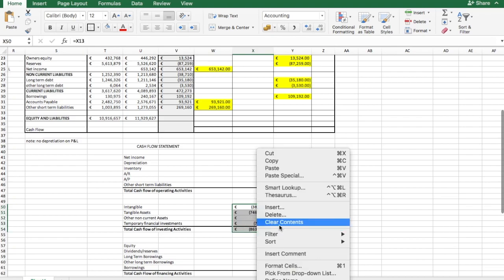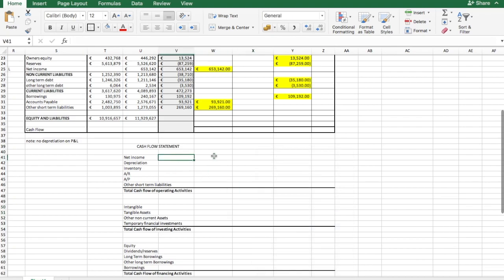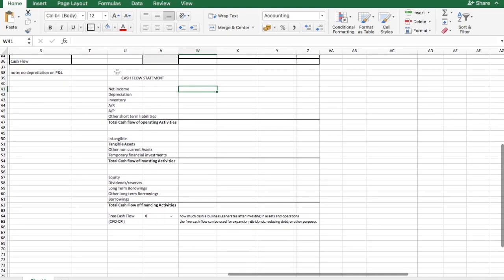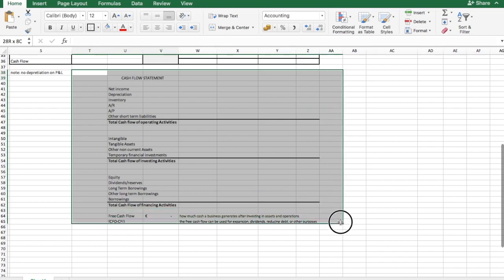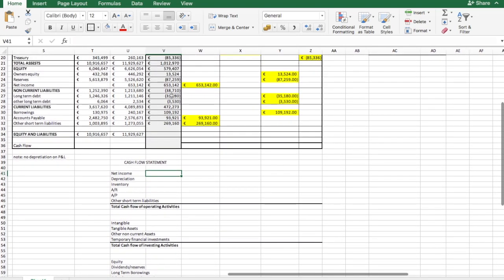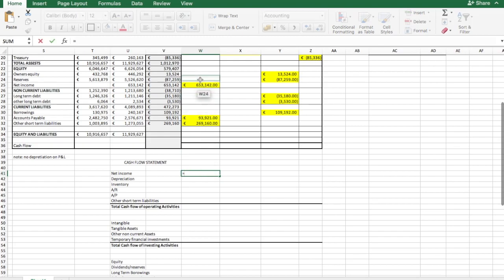As we can see, one thing that I want to make very clear, we need two financial statements to do the cash flow statement, the P&L and the balance sheet. And the two items that we need from the P&L are the first two items, the net income and the depreciation. The net income, we have it already here. It is in the balance sheet as well. So we just copy it.